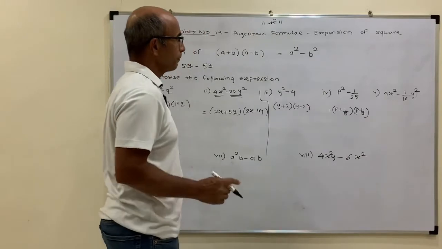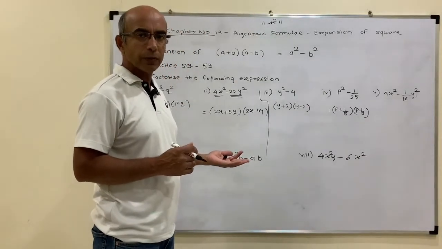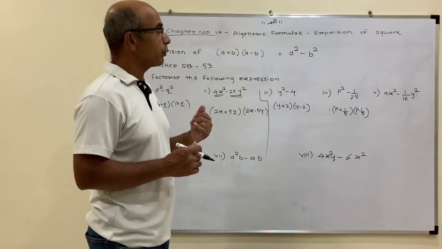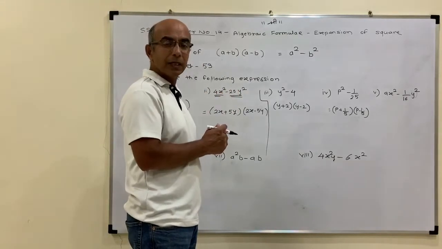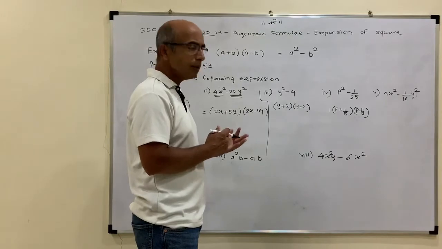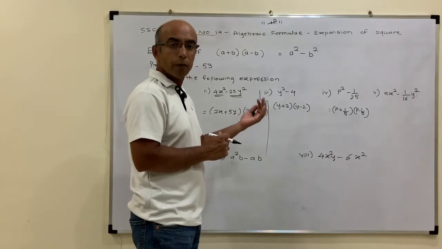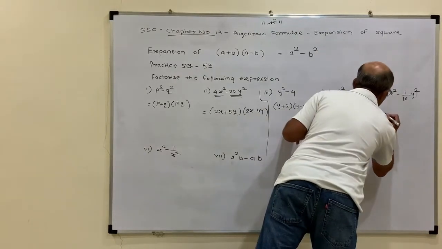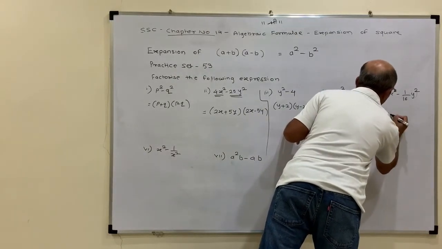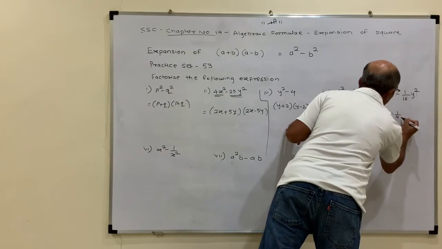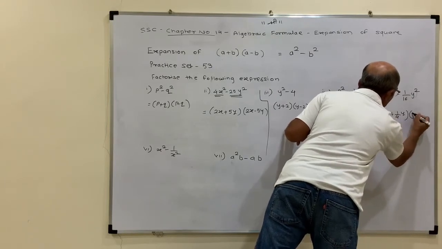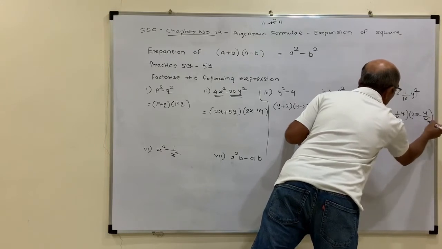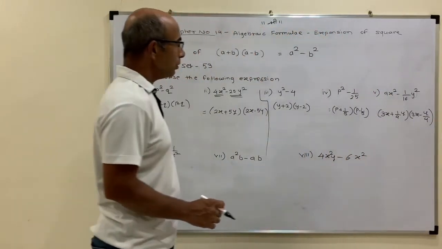Now the fifth one. Is 9x square a perfect square? Yes, it is a perfect square of 3x. Whether 1 upon 16y square is a perfect square? Yes, it is a perfect square of 1 upon 4y. So here it will be (3x plus 1 upon 4y) into (3x minus 1 upon 4y) as well. Yeah, so that's done.